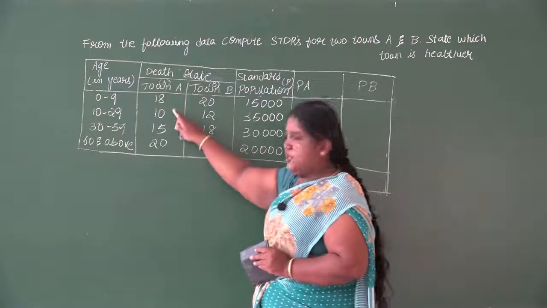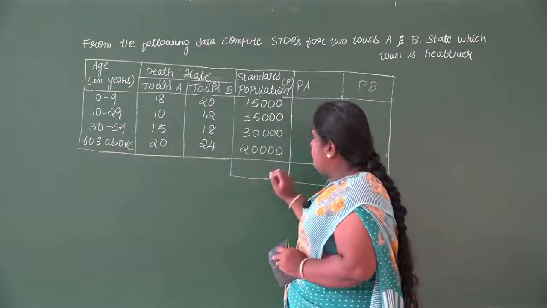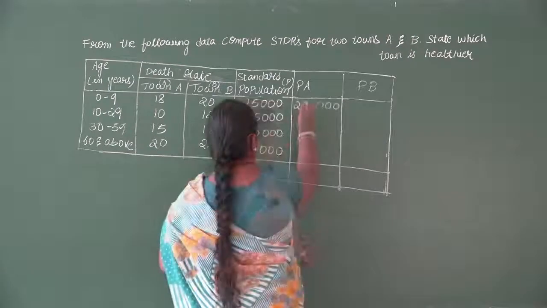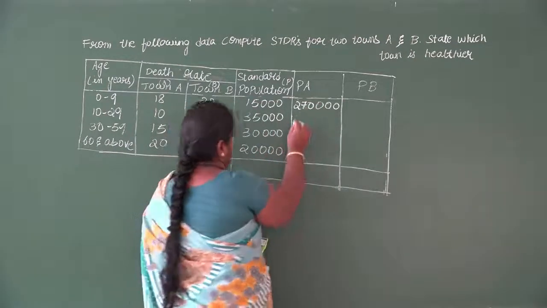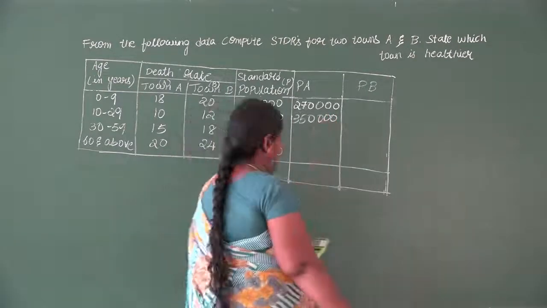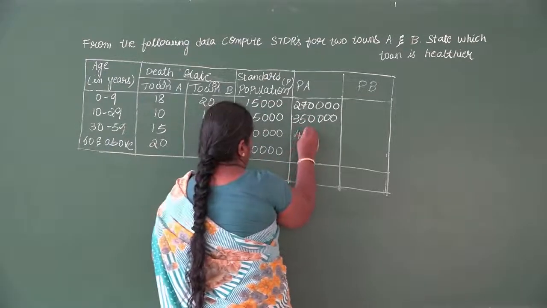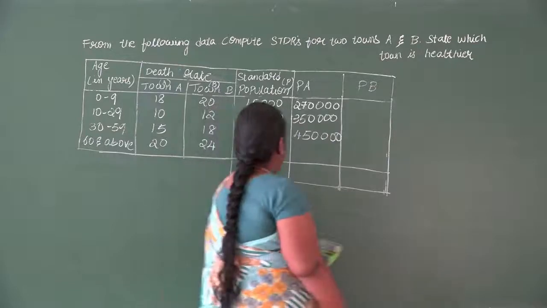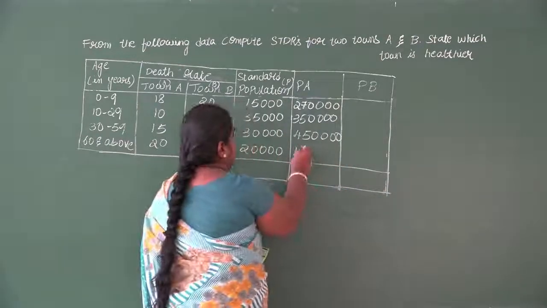So now you have to multiply P and A values. So 18 into 15,000, which is 2,70,000. Then 10 into 35,000, so it is 3,50,000. Then next 15 into 30,000, which is 4,50,000. Then 20 into 20,000, 4 lakh.